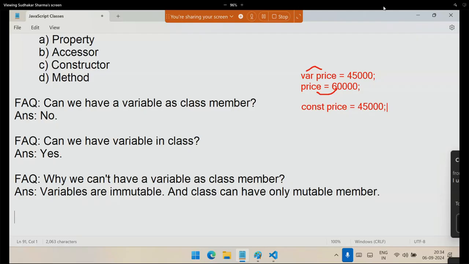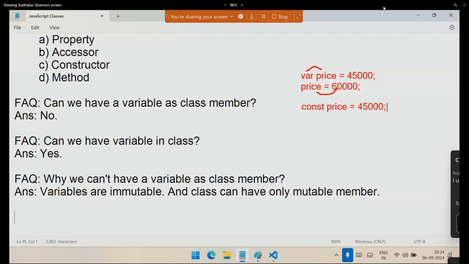Are you thinking? There is nothing to think. It's not possible. That means, can you define a variable like that? It's not possible. That is the reason it is not allowed in a class.